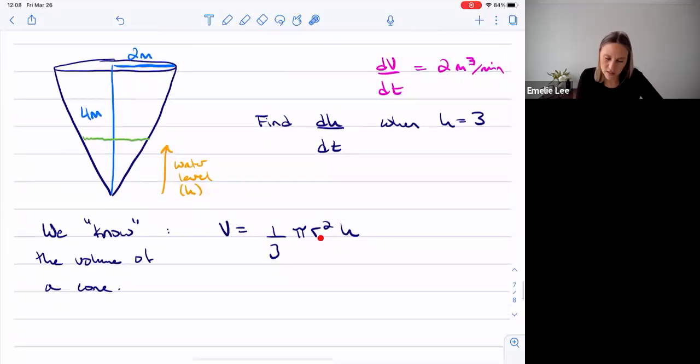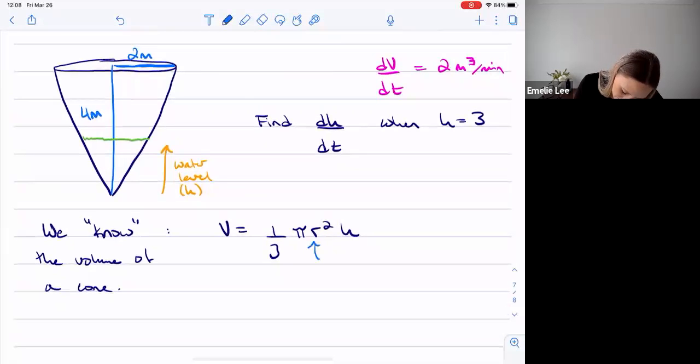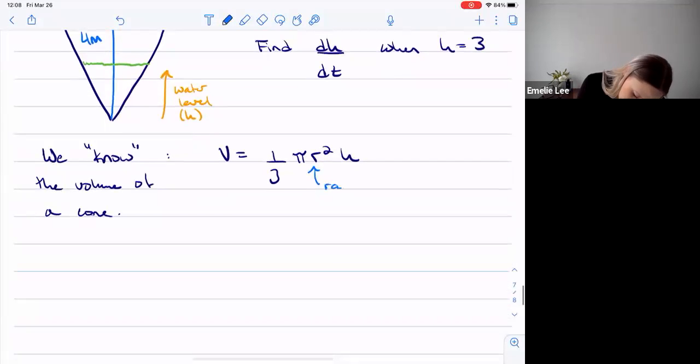Now this r is not actually talking about this overall radius, right? Because the volume is only talking about the water, right? And so this is the radius of the water level.